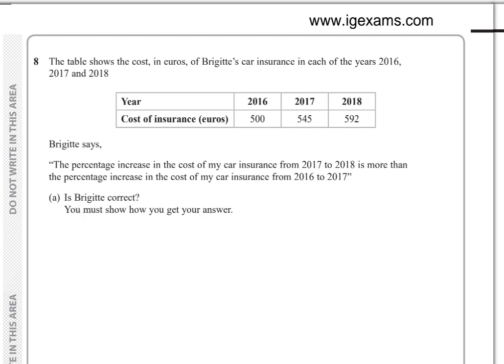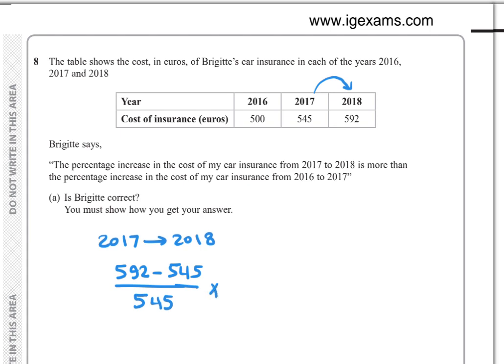So from 2017 to 2018, we can find the percentage increase. To find the percentage increase, you need to find the increase itself. So 592 minus 545, divided by the original, which is 545, times 100 equals 8.62 to 3 significant figures.